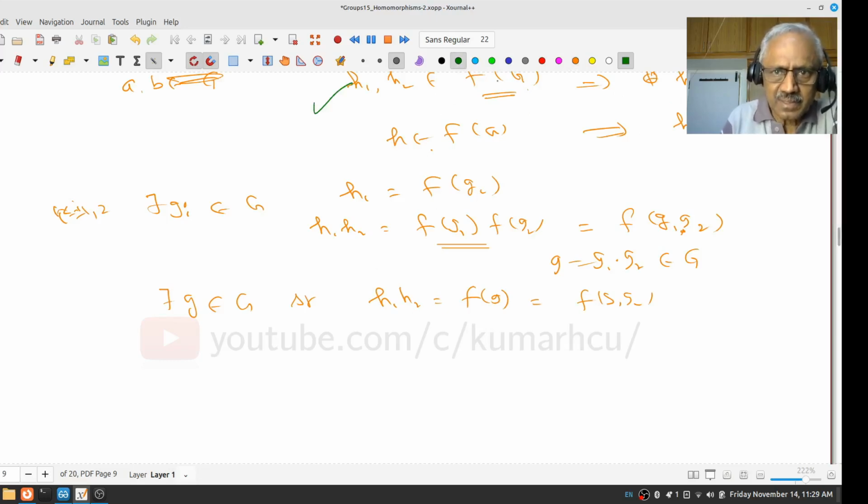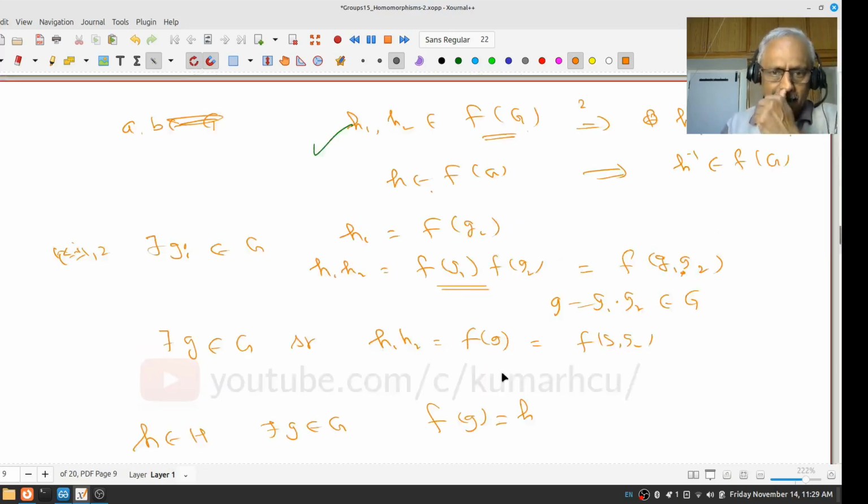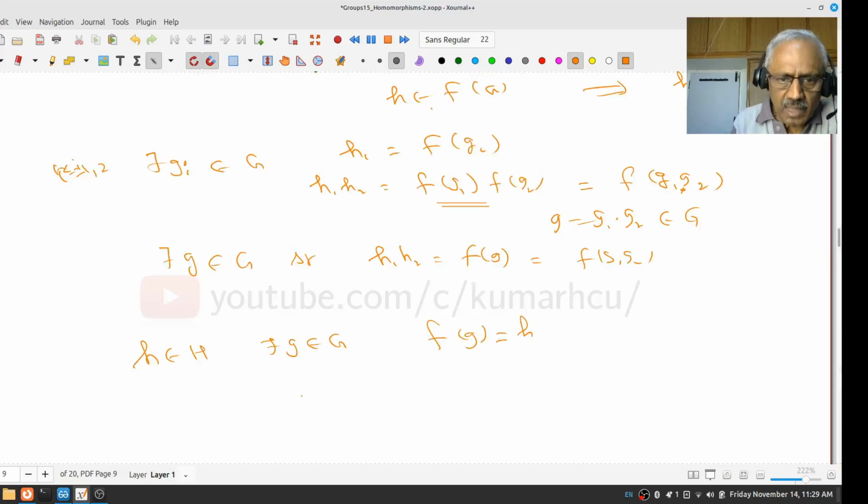I think the second one also you know how to do that. Suppose h belongs to H. There is a g in G, so that f of g equal to h. Right. Now I want to know h inverse. What is h inverse? That is f of g inverse. But does it remind you of something what you have proved earlier? That's the second result of today.